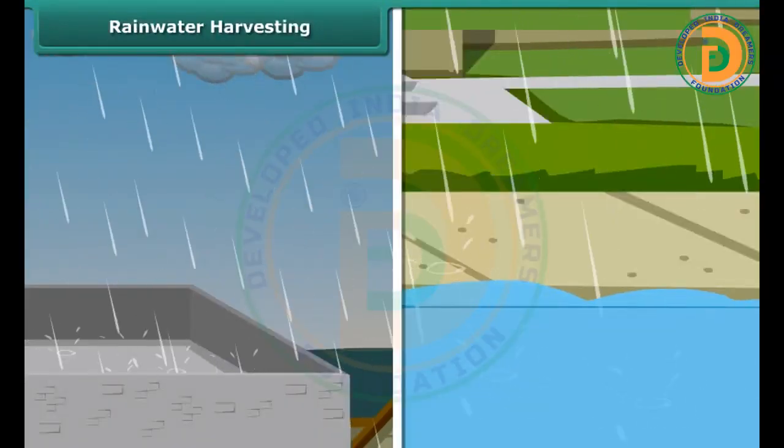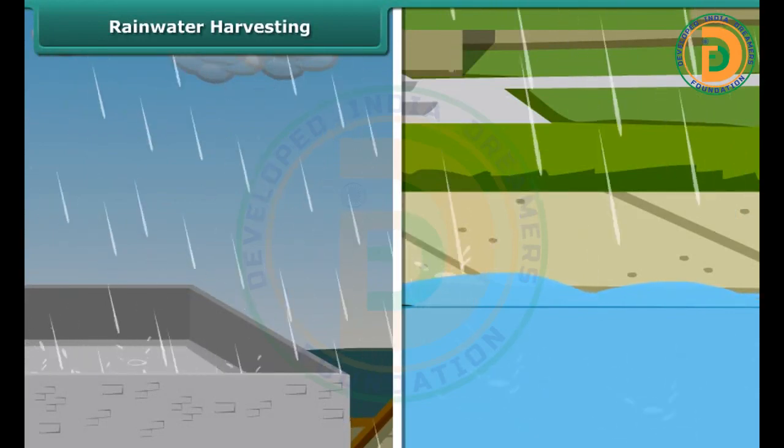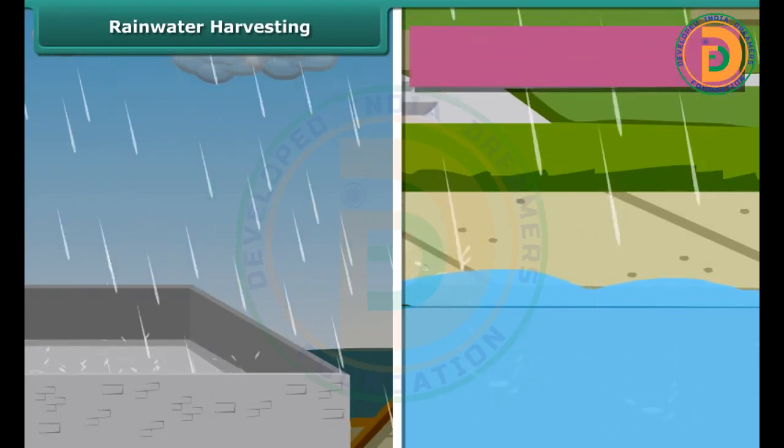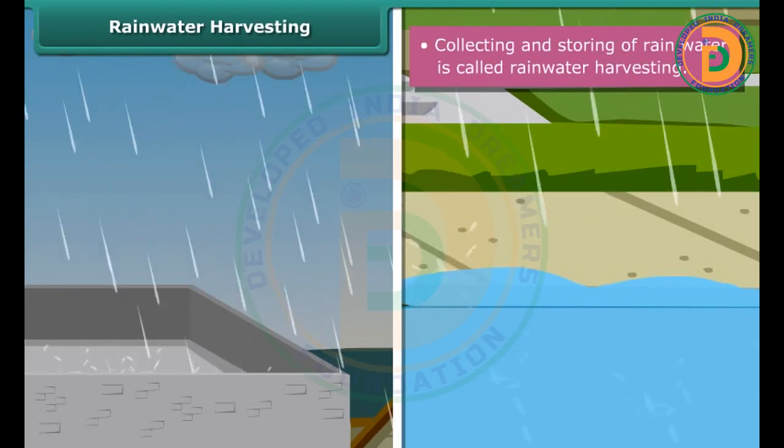If we collect and store all the rainwater that collects on our terrace, roads, and pavements instead of letting it run into ditches, we could actually have vast reserves of water. Collecting and storing of rainwater is called rainwater harvesting.